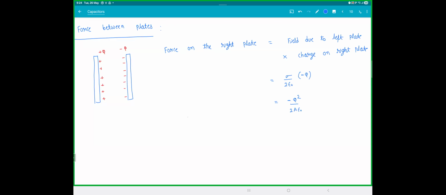Yeah. So this is a formula you can remember. The force between the plates is given by minus Q square by 2A epsilon. It does not depend on the distance. It depends only on the charge and the area, and the minus sign indicates attraction. This is your fourth formula, everyone. You can note it down.